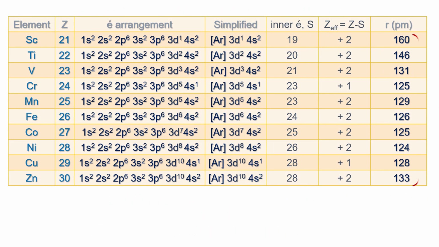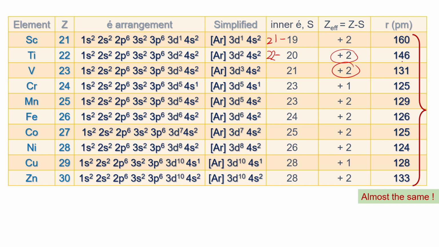Okay, ni dia punya calculation. So kita ada Zeff is almost the same, plus 2 plus 1 plus 2 plus 2 plus 2. Okay, yang ini yang daripada Z minus S. So 21 minus 19, 22 minus 20. So actually kita akan dapat sama je value ni. So kalau kita tengok dia punya size, okay, yang ni radius dalam picometer. Value nya lebih kurang dia sama ni, 125, 129. Okay, that's why kita kata almost constant, size tu tak berubah. Okay, kenapa? Because of effective nuclear charge.